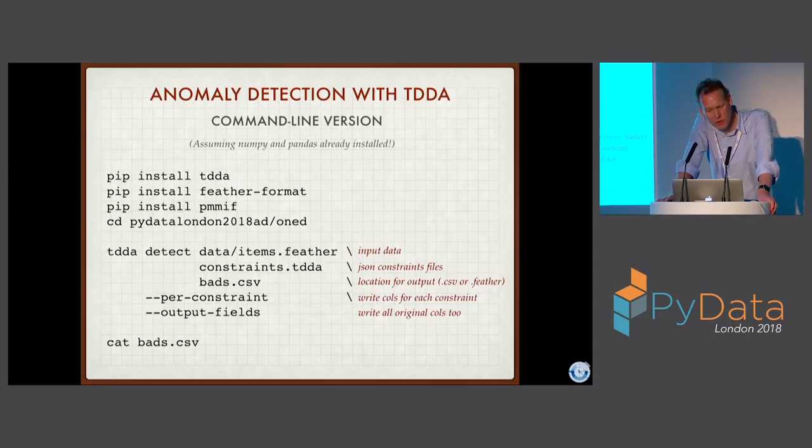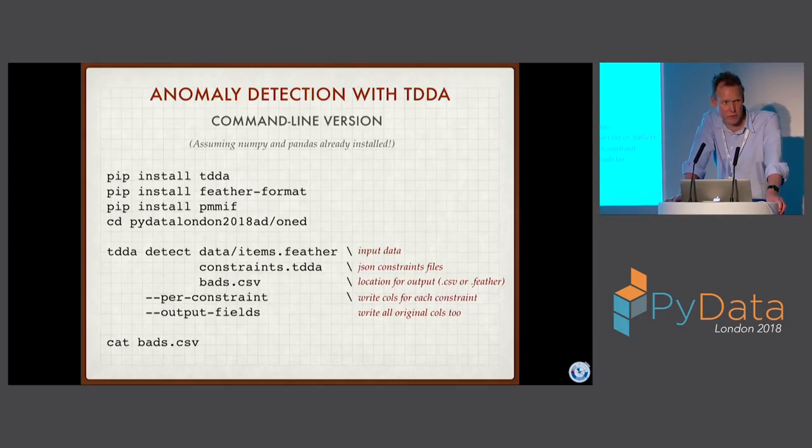If you don't put any more flags on, it will just spit out the record number and the number of constraints that failed for the records that fail. But if you say per constraint, it will actually spit out a separate column for each constraint that has any failures, telling you which records failed which constraints. If you say minus minus output fields, it will include all the input fields as well as the output fields, so you can see the full record, or you can give it a list of fields that you do want spat out in the output.